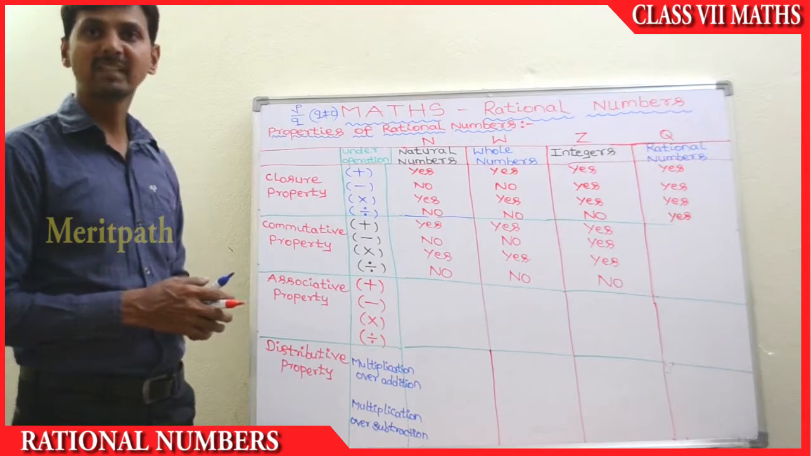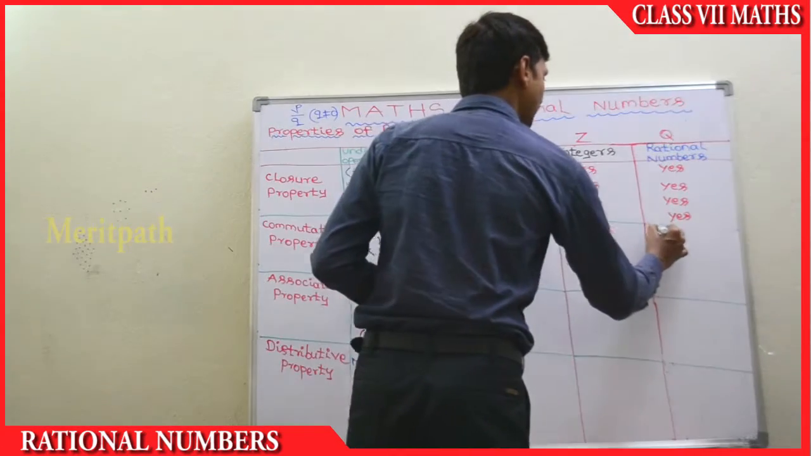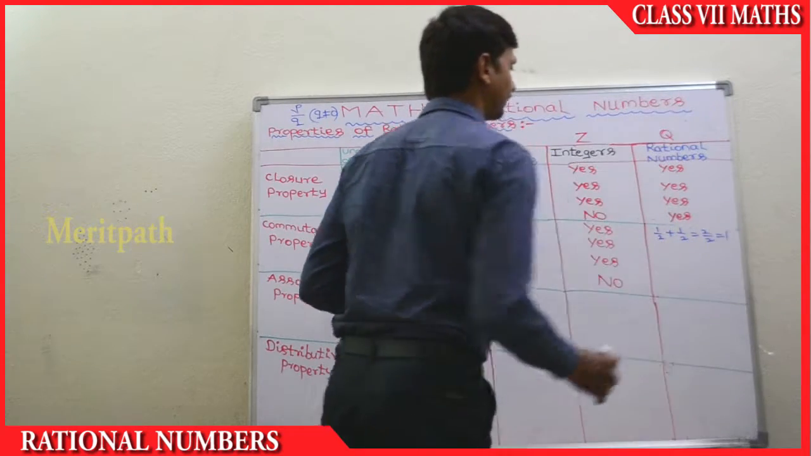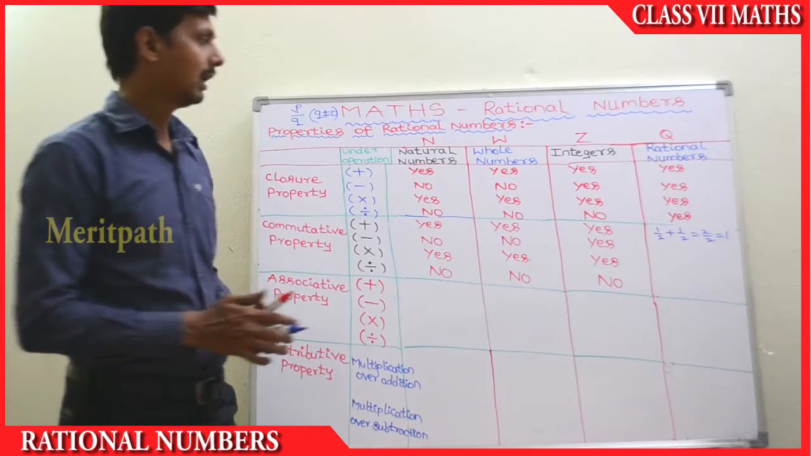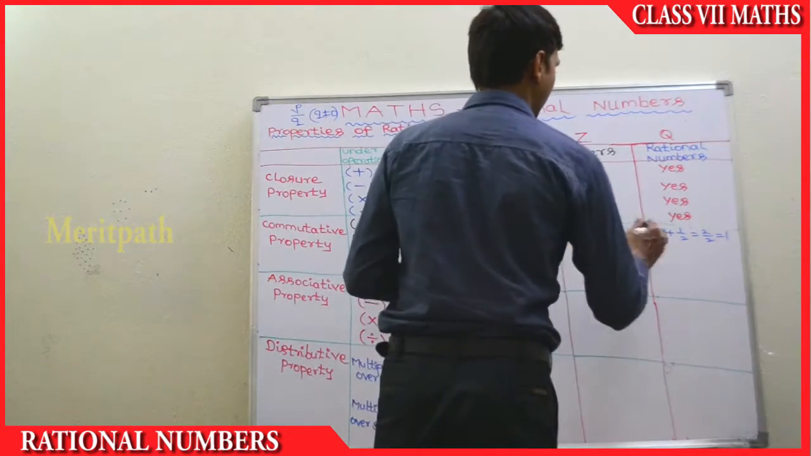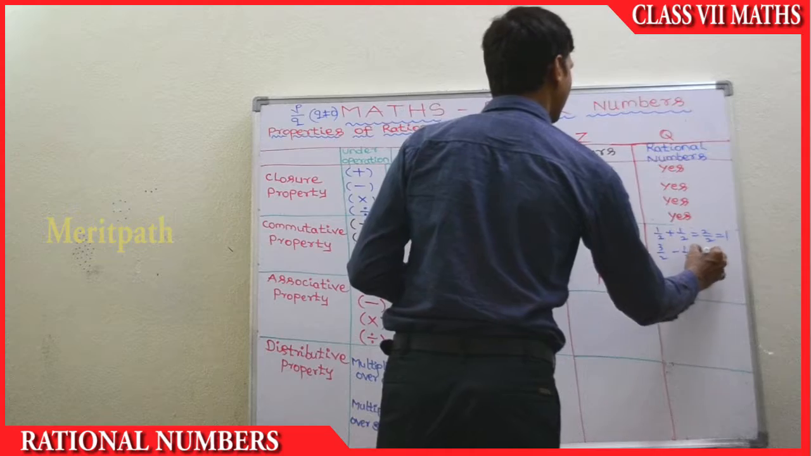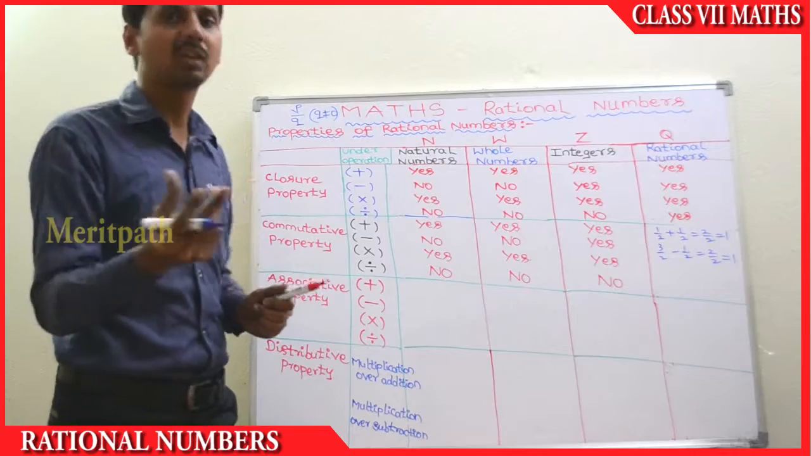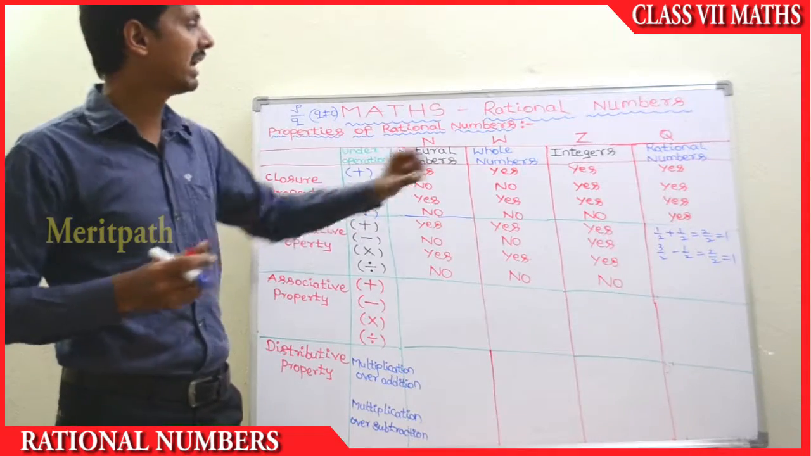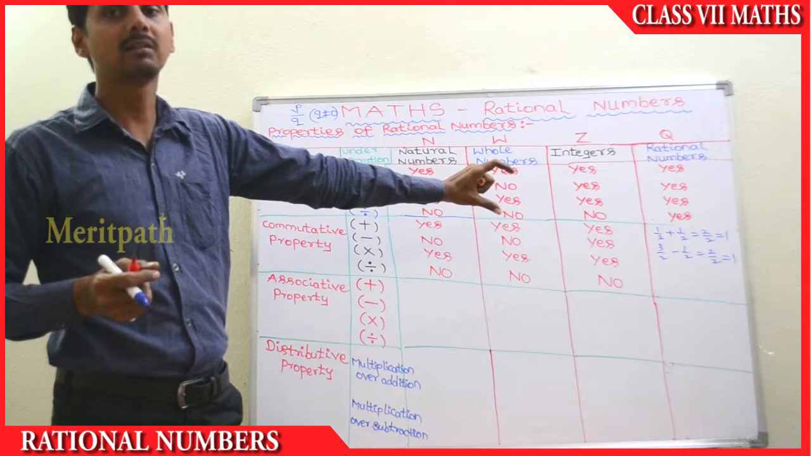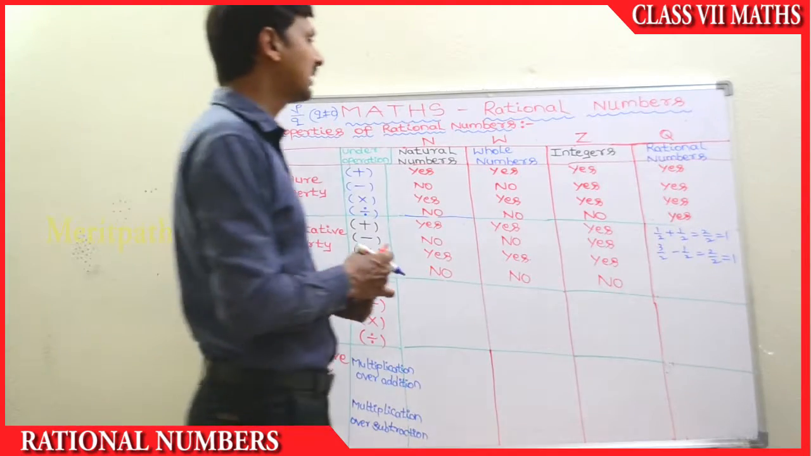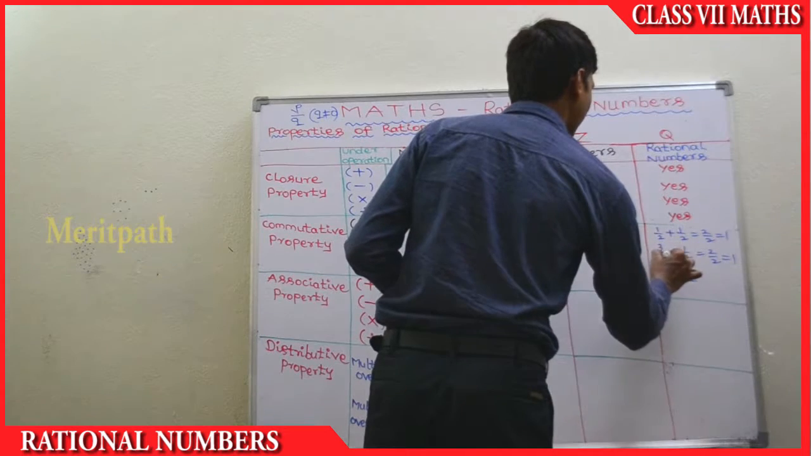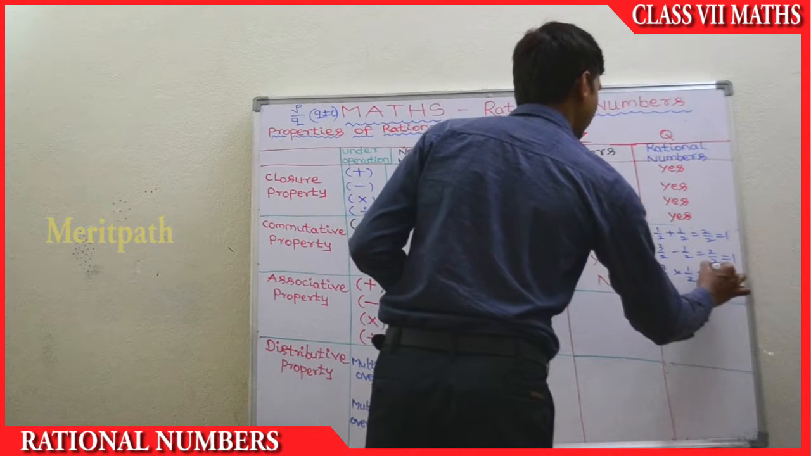Rational numbers under commutative property. We take 1 by 2 plus 1 by 2. This is 2 by 2, which is 1. Addition is possible. Then we take subtraction. 3 by 2 minus 1 by 2 is 2 by 2, which is 1. It's possible. If we take any other rational number, it's also possible. To understand easily, we have taken fractions. So let's multiply 3 by 2 into 1 by 2. So 3 by 2 into 1 by 2 is 3 by 4.